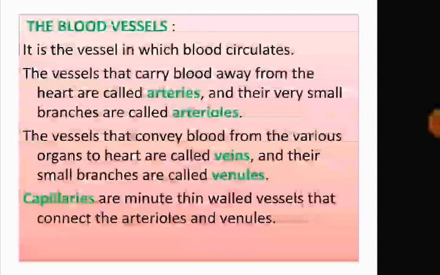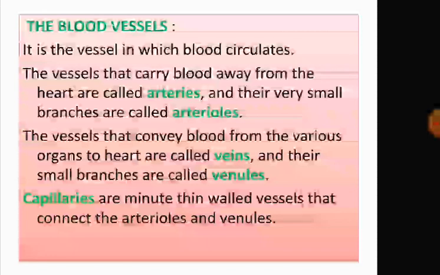The vessels that carry blood away from the heart towards the organs are called arteries. And the very small branches of these arteries are called arterioles.